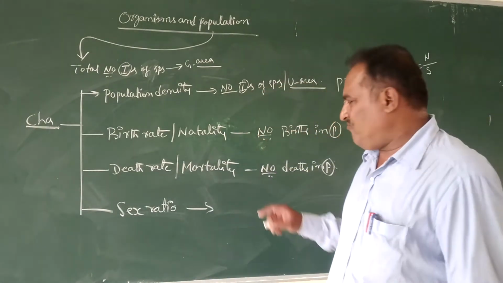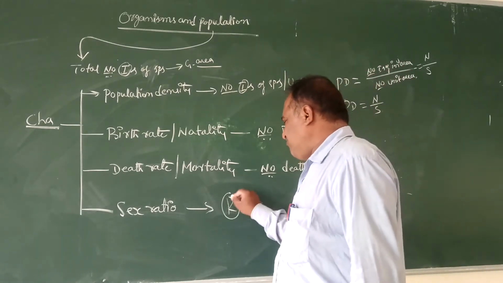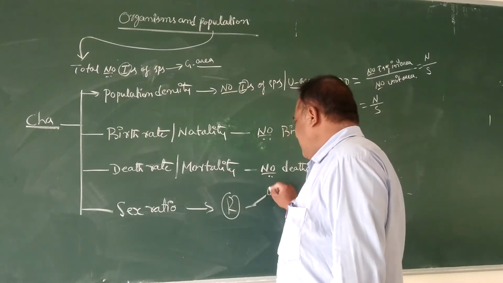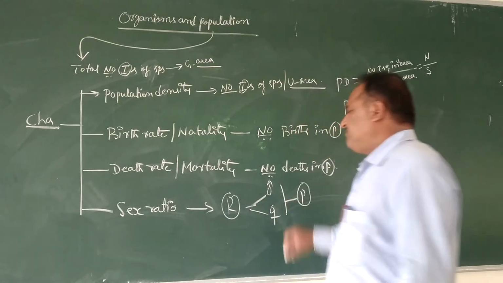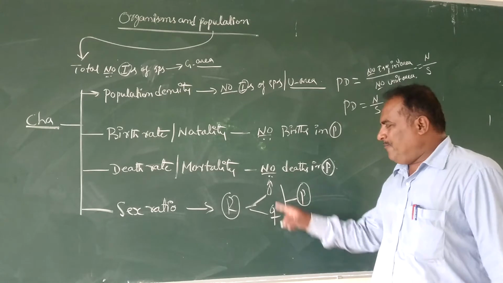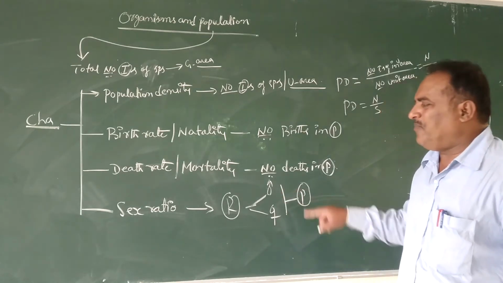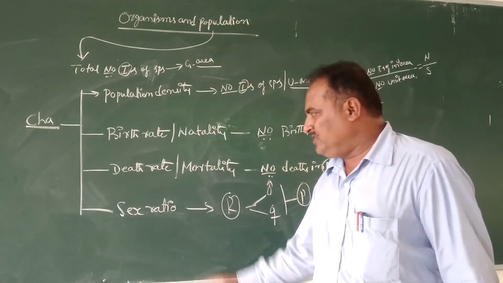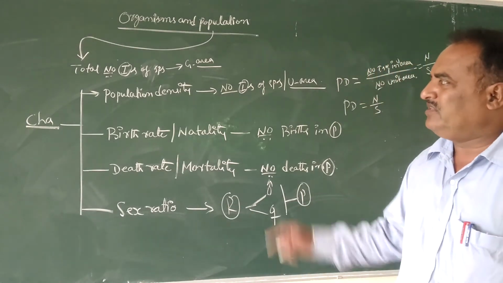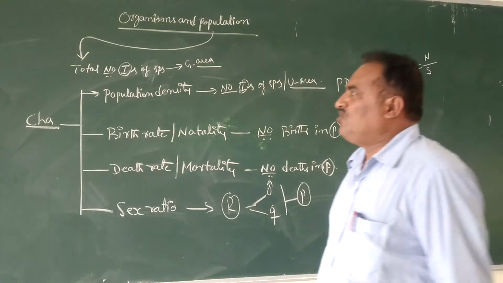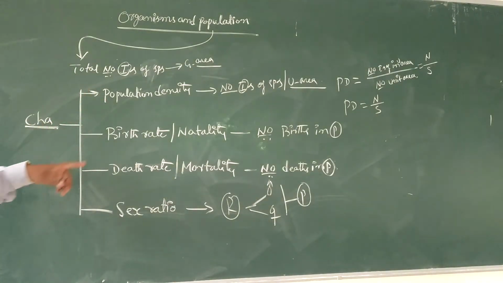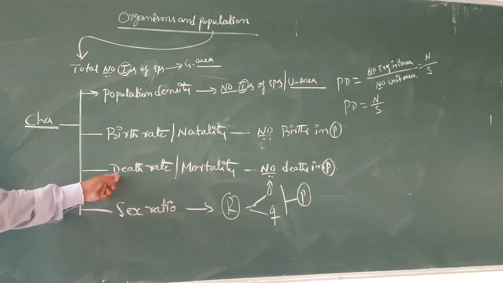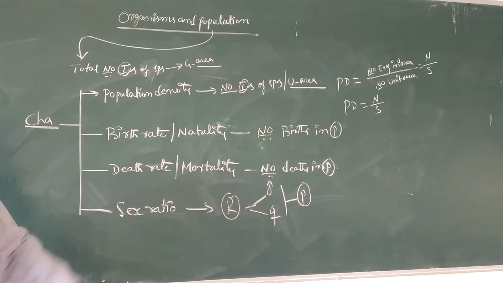And number four, sex ratio. The ratio of males and females in a population, that is called sex ratio. These are the general features of population: population density, birth rate, death rate, and sex ratio.